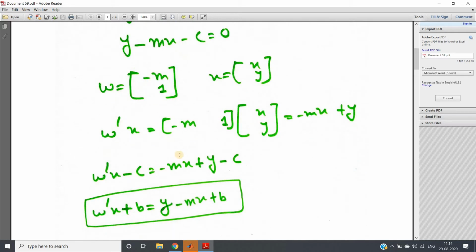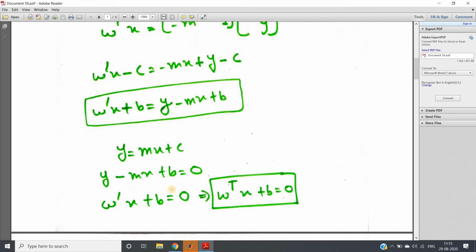Now what you do is subtract c from both sides. We have got omega transpose x equal to minus of mx plus y. If you subtract c on both sides, you get omega transpose x minus c equal to minus of mx plus y minus c. Now you can consider minus c as one more constant b, where b equal to minus c, and as a result you can rewrite the equation like this: omega transpose x plus b equal to y minus mx plus b, which is nothing but y minus mx minus c.